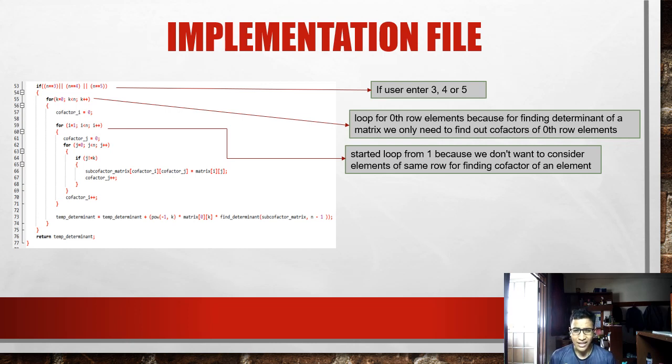If the user enters 3, 4, or 5, which is a 3 times 3 matrix, 4 times 4, or 5 times 5 matrix, now I declare another integer called k. As before, I declared i and j, which are row and column. i is still row, j is still column, but we have another one. We have k. k is also a row.